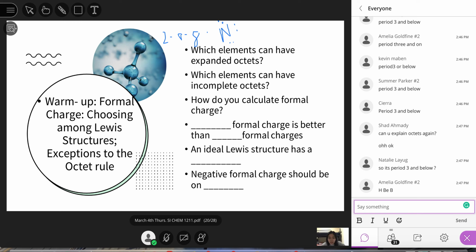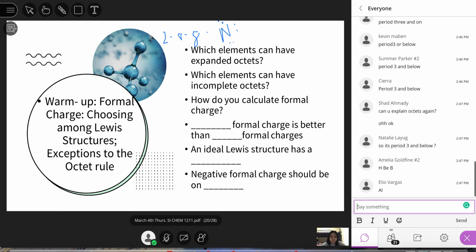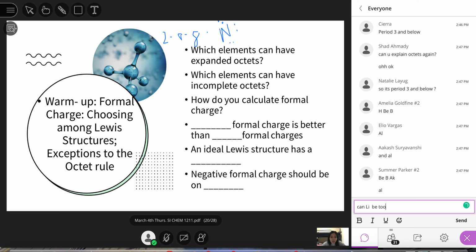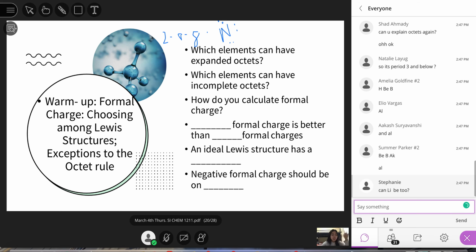So it's H, Be, B. Any other takers or answers? Al. Alright. So when I look at Dr. Kelly's notes, and I'm going off of her notes because she makes the questions, so I don't want to mess with that. For her, she said only boron and hydrogen. So I suppose those are the ones you need to know for sure. Because she didn't mention aluminum.